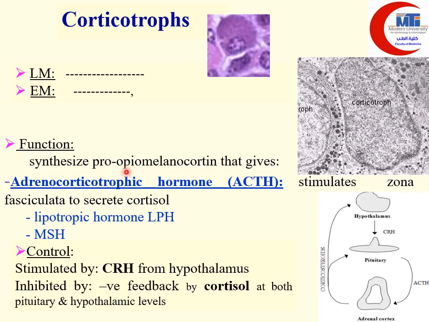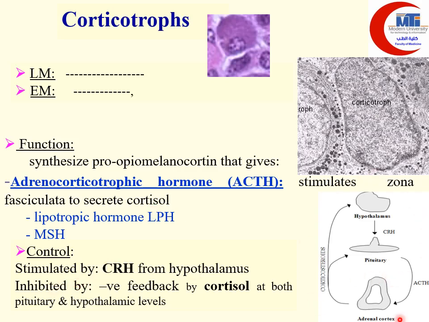The function of these cells is that they synthesize pro-opiomelanocortin. This is a precursor that gives adrenocorticotropic hormone, ACTH, lipotropic hormone in lipid metabolism, and melanocyte stimulating hormone, which stimulates melanin synthesis. But the main hormone secreted from the corticotrophs is adrenocorticotropic hormone, which stimulates the adrenal gland to secrete cortisol. These cells lie under the control of the hypothalamus.